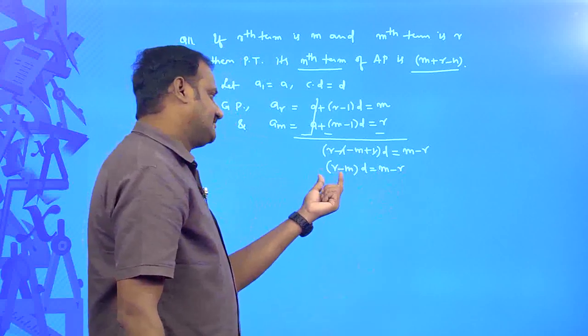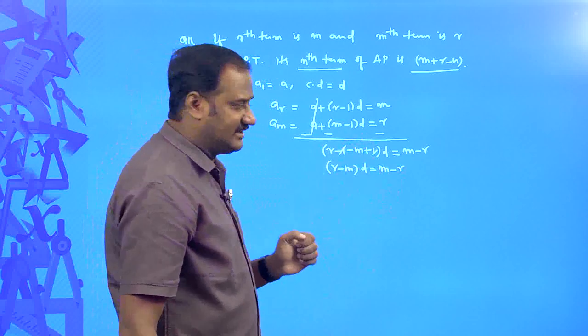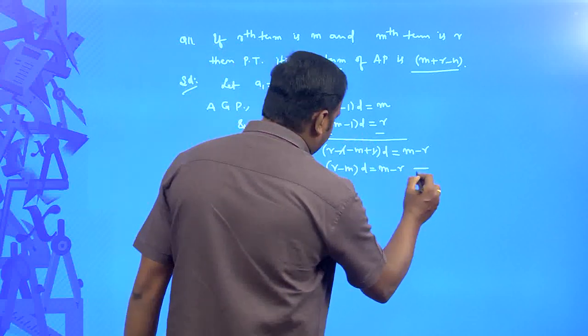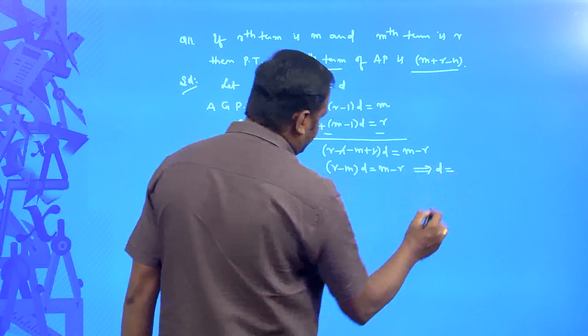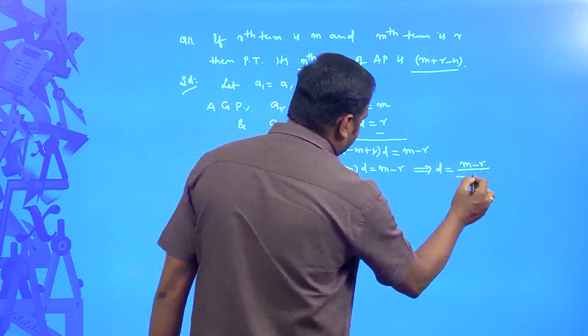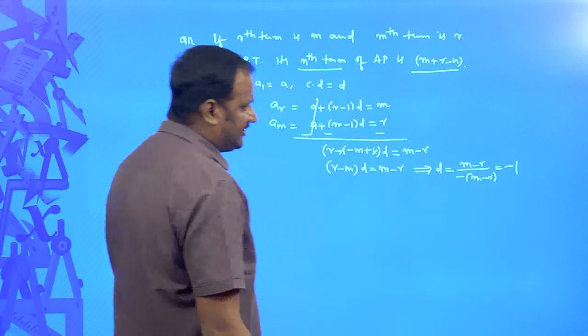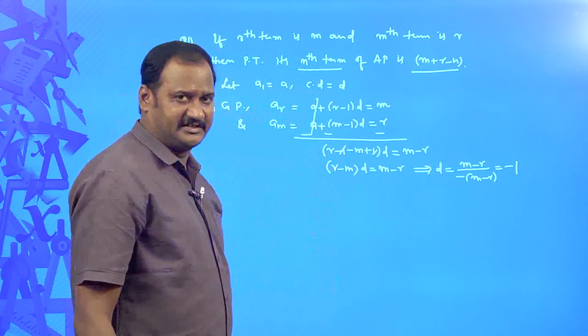r minus m can be written as minus of (m minus r). So, that is why the value of d is going to be (m minus r) divided by minus of (m minus r), which is equal to minus 1. Therefore, the value of d is going to be minus 1.